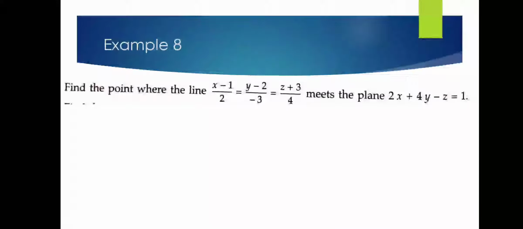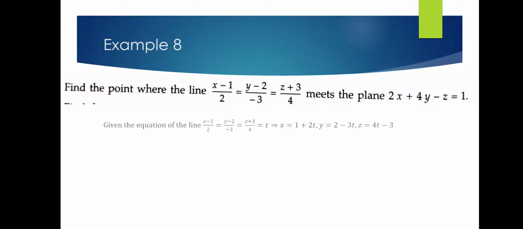Let us move to number 8. Find the point where the line x minus 1 by 2 equals y minus 2 by minus 3 equals z plus 3 by 4 meets the plane 2x plus 4y minus z equals 1. So I have to just find the point of intersection of this line and the plane.